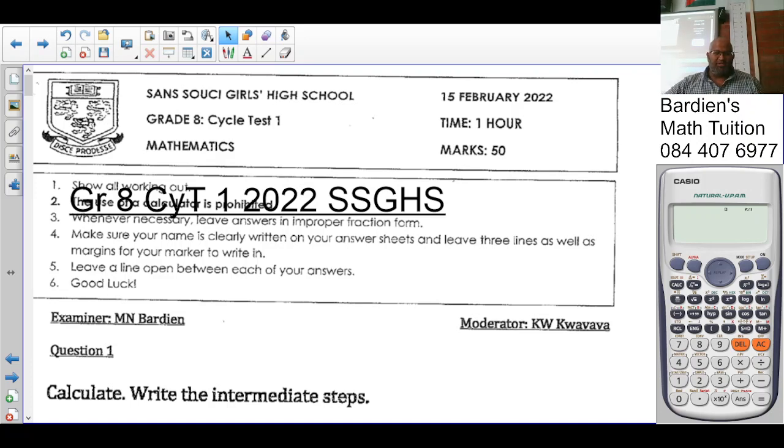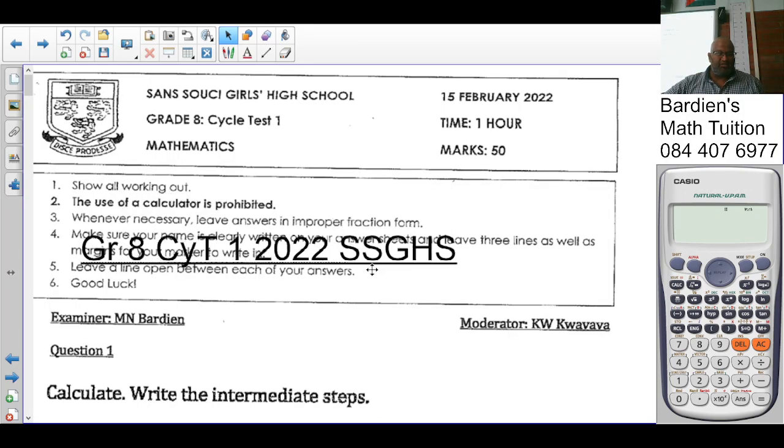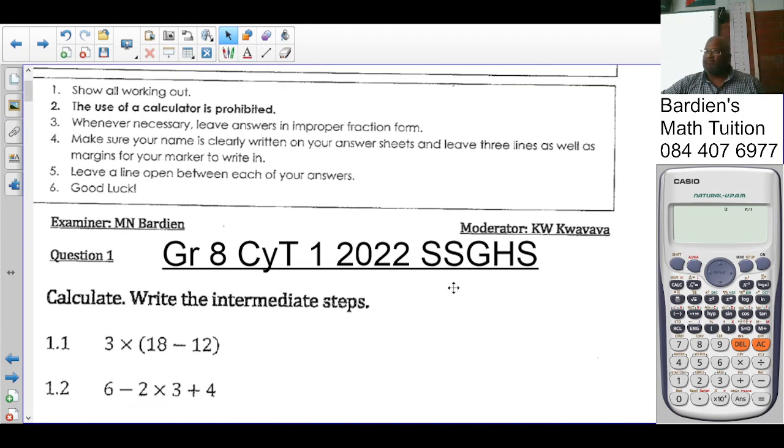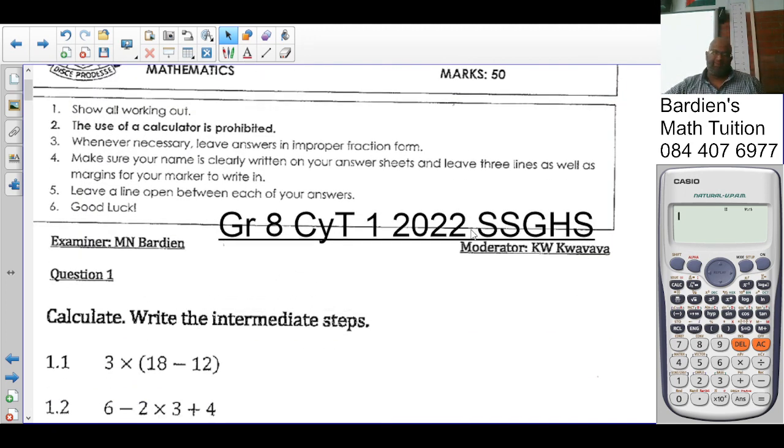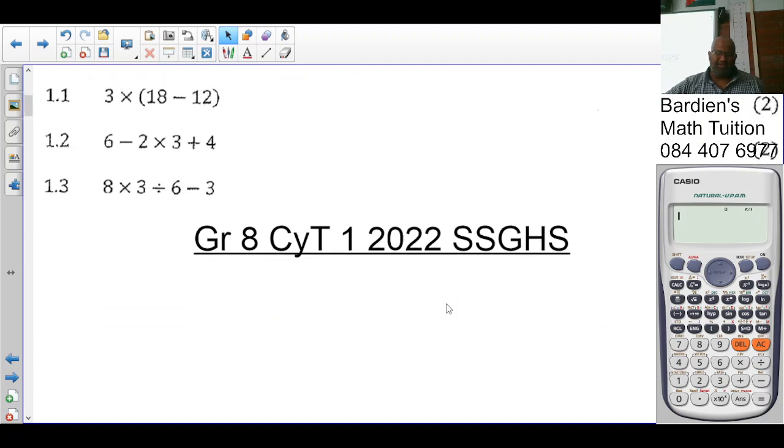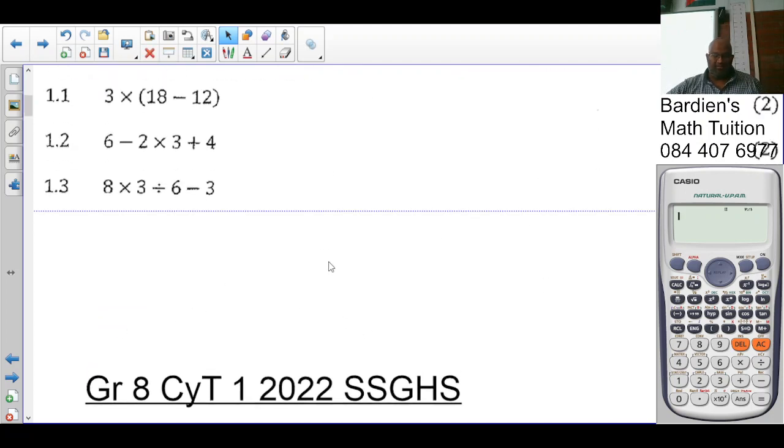So at this point we're looking at the cycle test 1, and this was the cycle test of last year. At this point you guys have done this question paper already, correct? Yes, sir. Right. So I'm just going to go through all of the sums, and just let me know what you don't understand. Also stop me by moving. Let me know if I'm moving too fast as well. Okay.